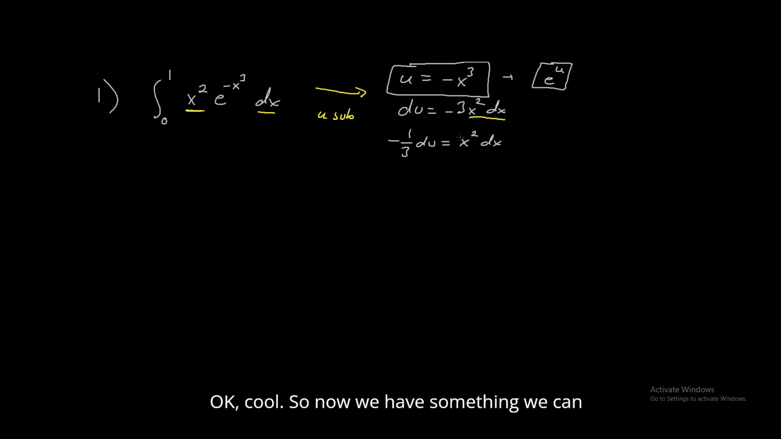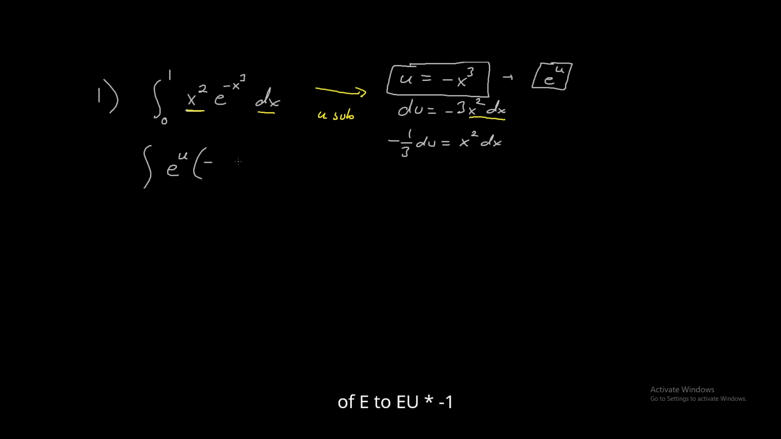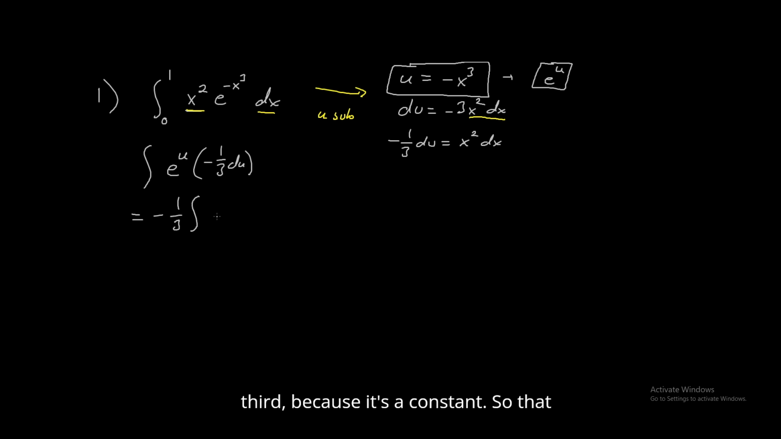Okay, cool. So now we have something we can plug in for u, and we have something we can plug in for du. So let's go ahead and do that. Now we have the integral of e to the u times negative 1/3 du. And we can pull out this negative 1/3 because it's a constant, so that we're just left with e to the u du inside the integral.